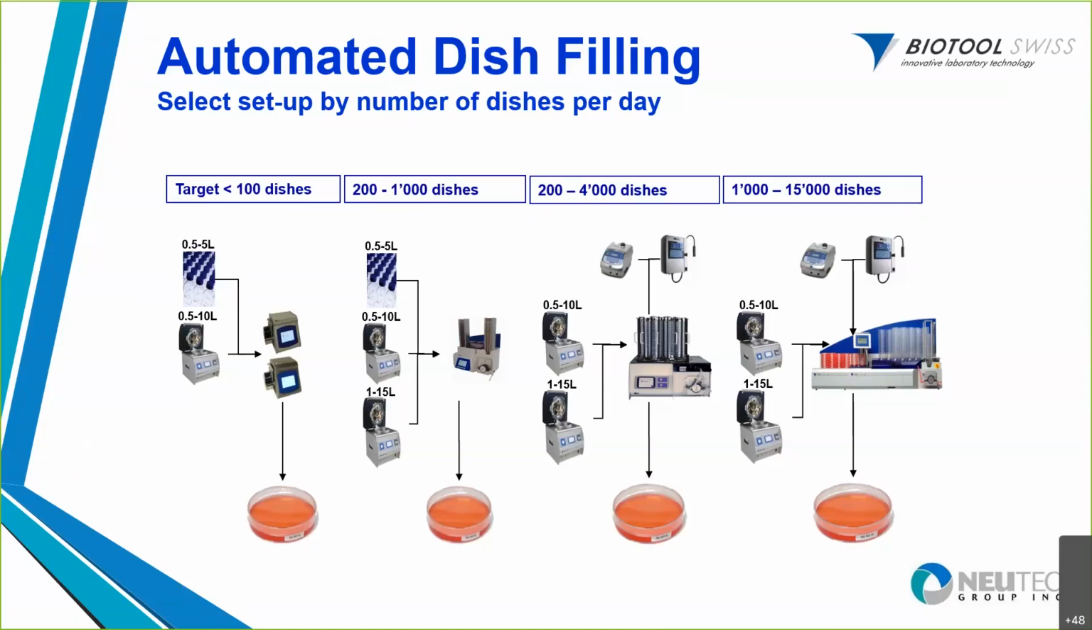If you're up to about 200 to maybe 1,000 dishes per day, so a little bit smaller operation, then the best choice would be our intermediate, the PS20. As you move up to higher amounts, we have additional options, the PS200 for a carousel approach, and then for the really high amounts, even up to 15,000 dishes per day if you're operating on multiple shifts, you go to the PS900 system. I'm going to talk about each of these systems now individually.